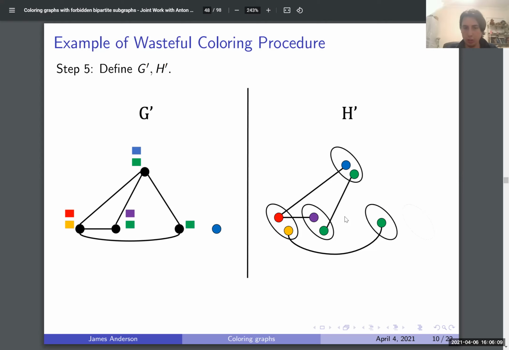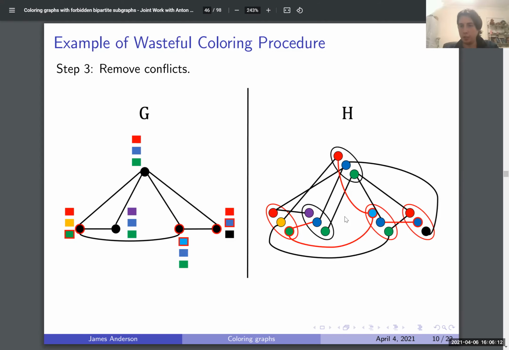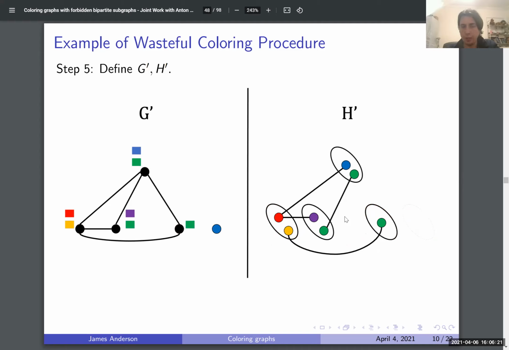And so now notice, we started with 3 colors in every list of G. And at the end, we're left with an average of less than 2 colors. So that's why this is called the wasteful coloring procedure. However, you can also see over in H, we have many less edges than we had before. So in some sense, yes, we got rid of colors, but we've also gotten rid of a lot of conflicts between the colors. And so this should ideally help us to finish coloring this graph G. Oh, yes, in this case, G prime.